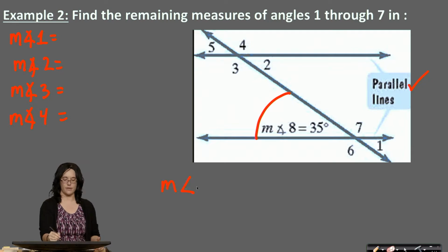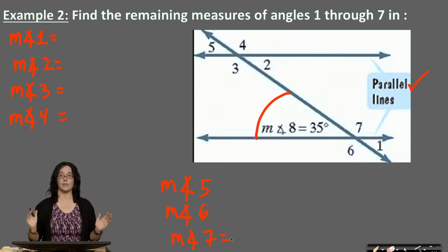Make some space down here. 5, 6, and 7, because they've already told me angle 8. So this is what we need to find. Okay, so to begin, if I know that the measure of angle 8 is 35 degrees, what else do I then know? Feel free to pause the video and see if you can answer all of these. I think you can.